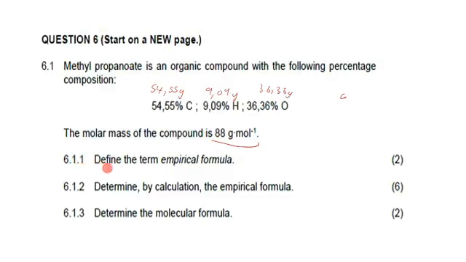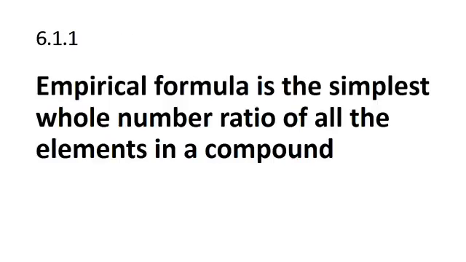And then 6.1.1 says define the term empirical formula for 2 marks. So this is how you define it. You say empirical formula is the simplest whole number ratio of all the elements in a compound. Note how I'm saying whole number ratio. This will play a big role in our calculations. We have to find a whole number, so no decimals.